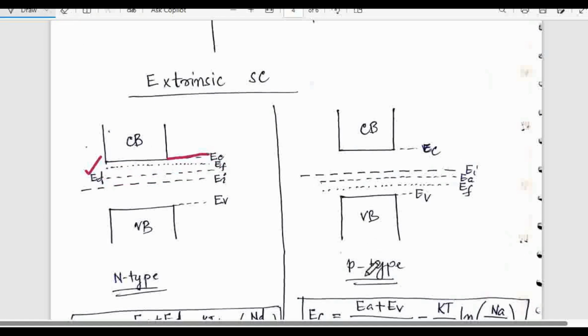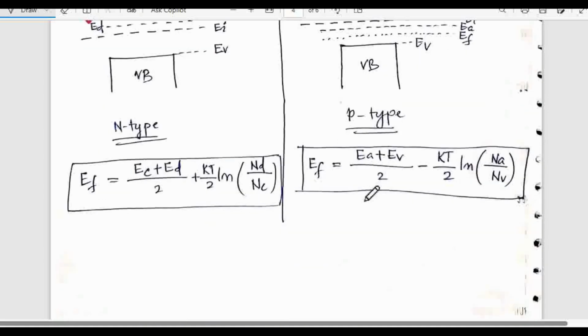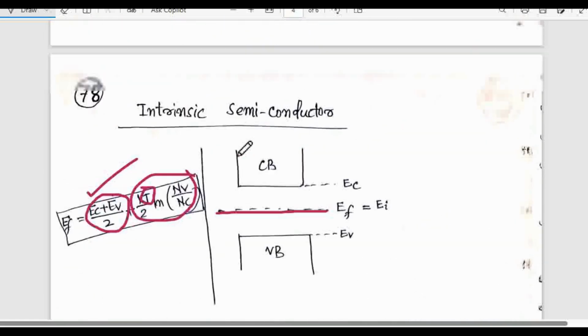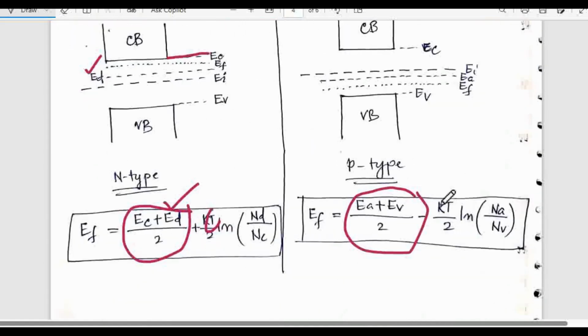And for the case of a p-type semiconductor, you will get the Fermi level in between the valence band and the acceptor level. And these are the equations. If you put T equal to 0, then you will get this equation, as we got for the case of the intrinsic level. If you put 0 in this T, you will get EA plus EV by 2.